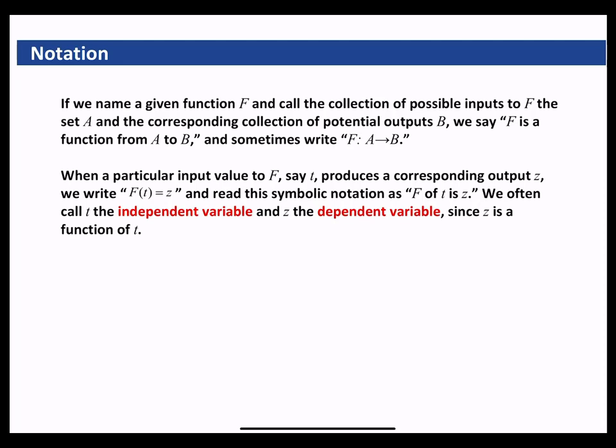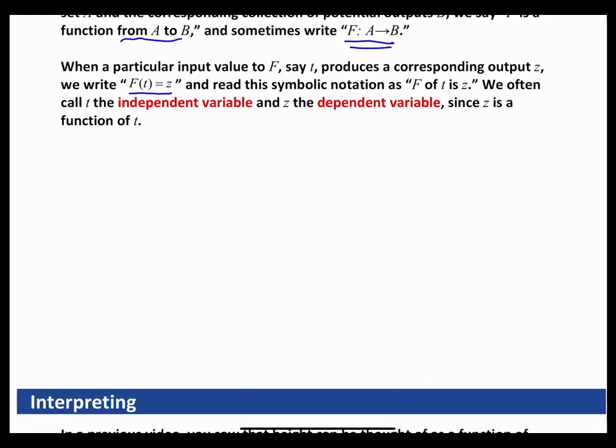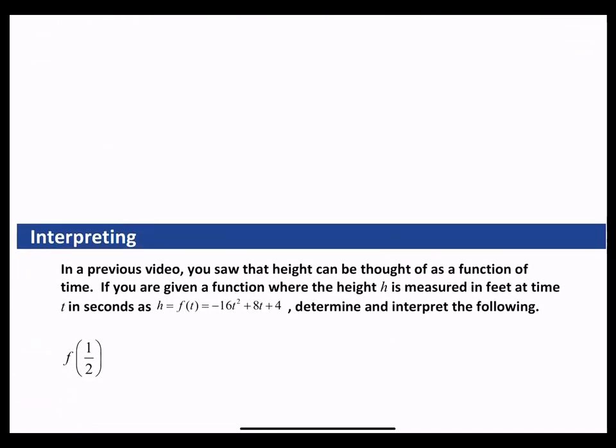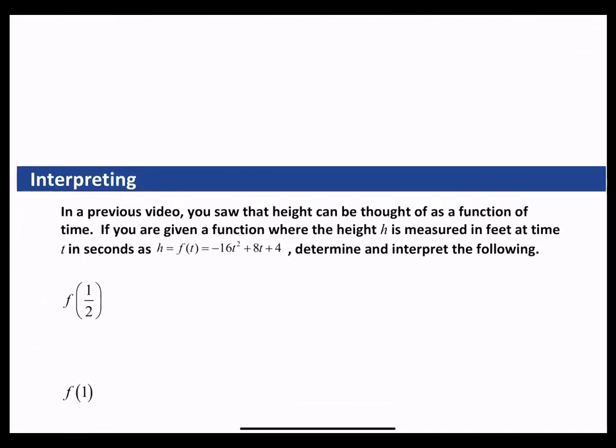When a particular input value to f, say t, produces a corresponding output z, we write function notation, f of t equals z, and read it as I just did. We often call t the independent variable and z the dependent variable, since z is a function of t. If you want to interpret these values, that's going to be an important part of our class.